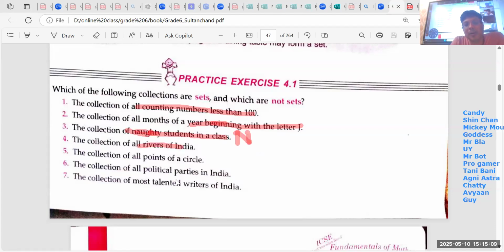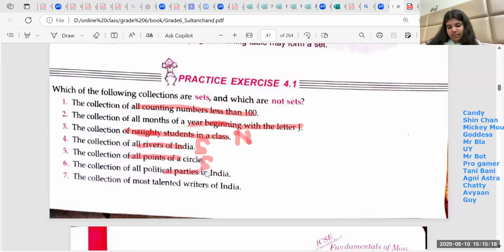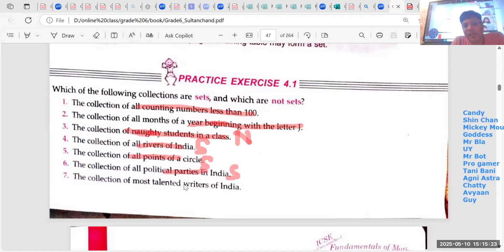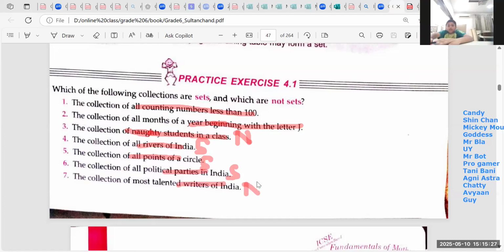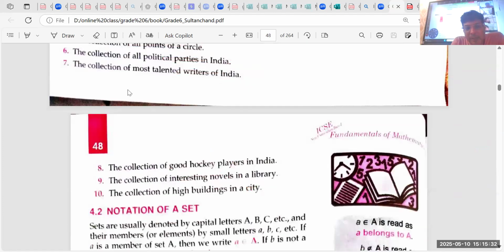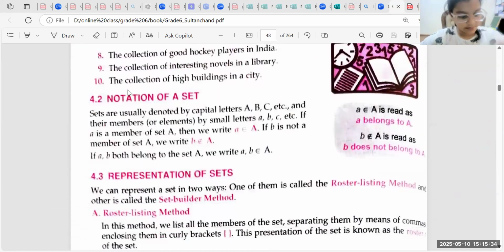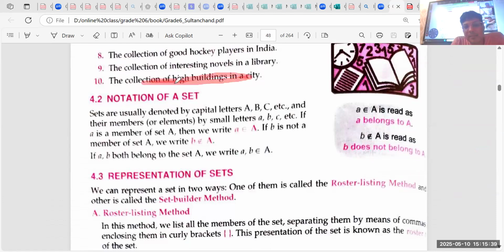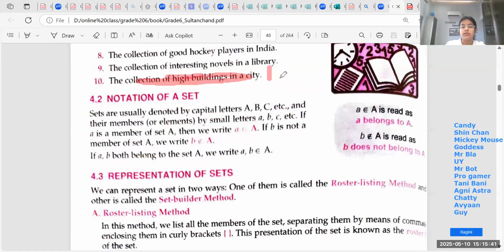The collection of all rivers of India, set. The collection of all points of a circle, set. The collection of all political parties in India, set. The collection of most talented writers of India, not a set, because again, talented may differ. The definition will vary. The collection of high buildings in a city, not a set.